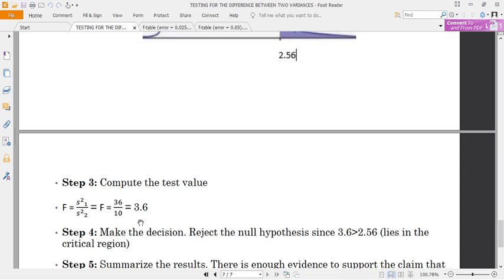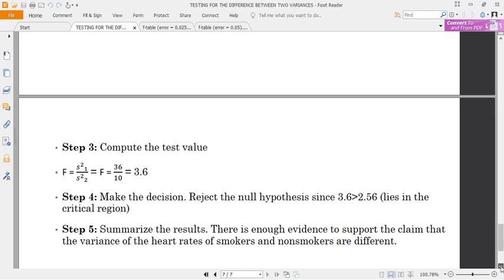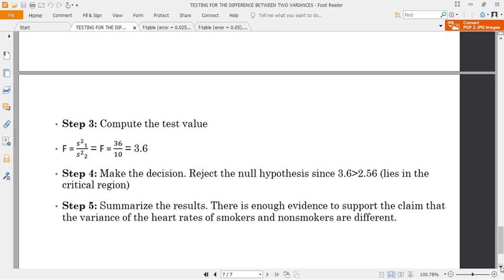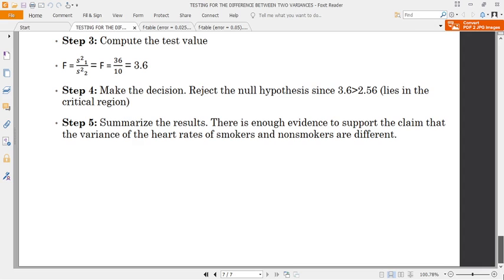Does 3.6 lie in the critical region? Is it larger than the critical value? Yes, 3.6 is greater than 2.56, meaning it is in the tail, in the critical region. Therefore, we reject the null hypothesis. Since the null hypothesis stated that the variances are the same, we reject it, and there is enough evidence to support the claim that the variances of the heart rates of smokers and non-smokers are different.